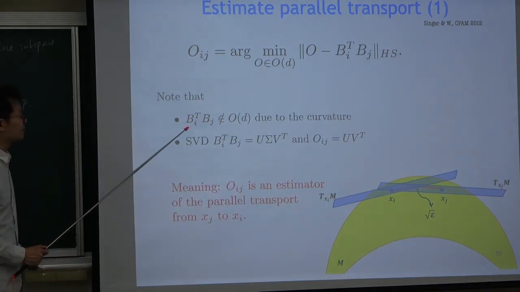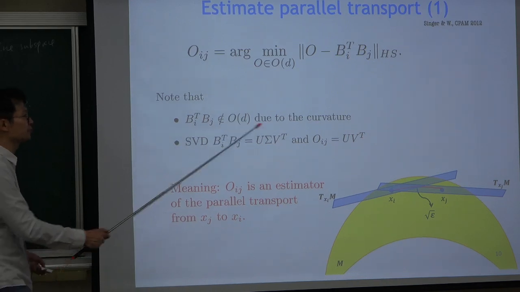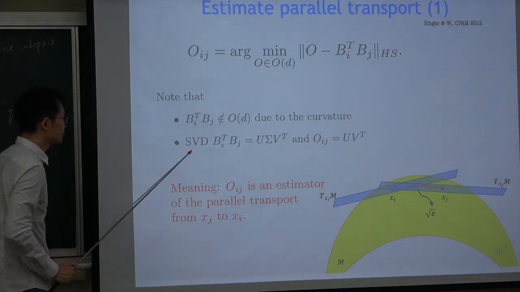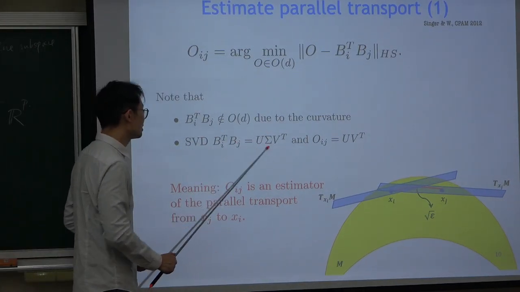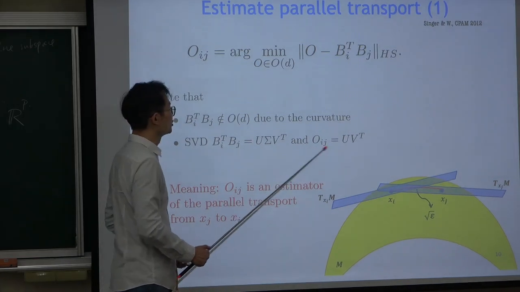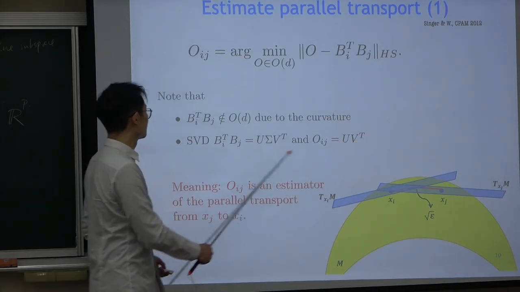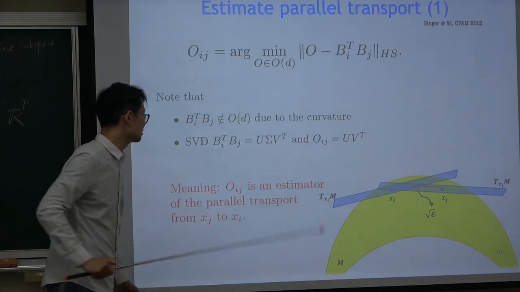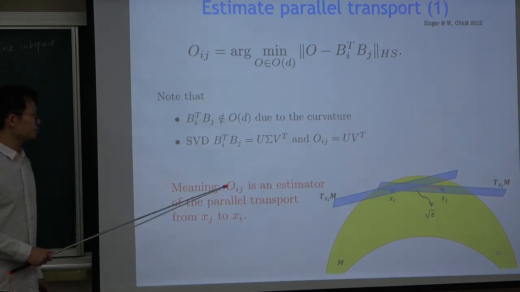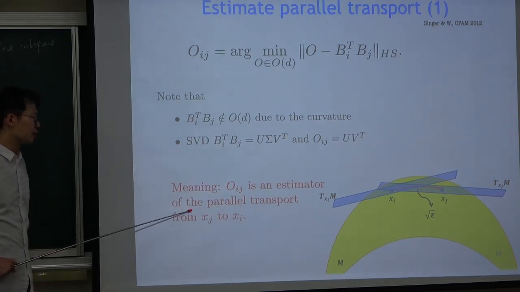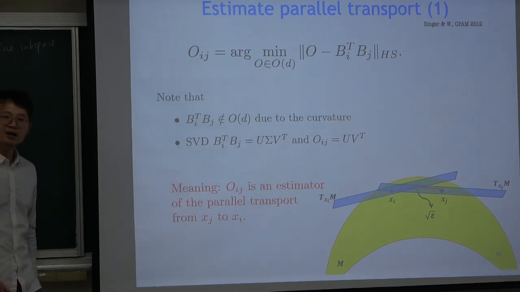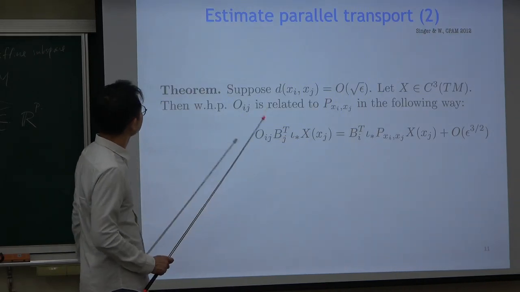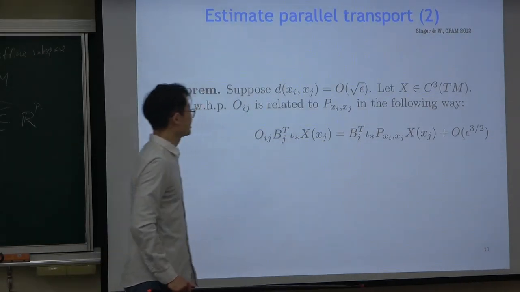And what you see is BI transpose BJ is not orthogonal because of curvature. Then you run singular value decomposition of BI transpose BJ, and you can calculate OIJ to be UV transpose. So this minimization can be quickly evaluated by SVD. And it turns out this OIJ is an estimator of the parallel transport from XJ to XI.